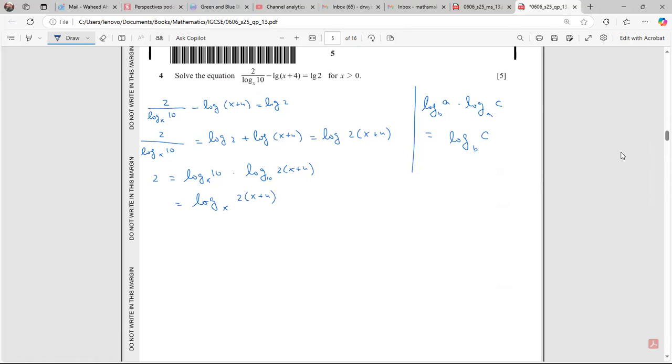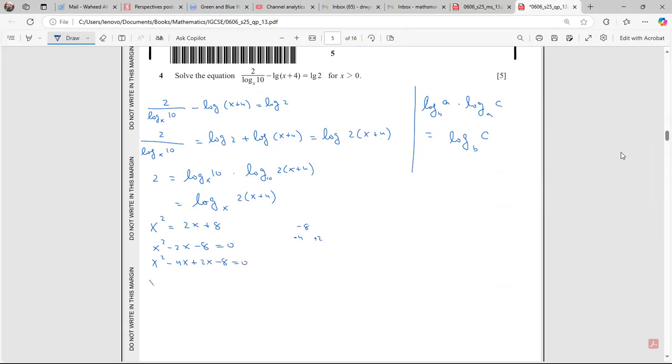Now we have something tangible in our hand. If I convert this log expression into exponential, it will become x to the power 2 equals 2x plus 8. Am I right? Now this is a simple quadratic equation. We can solve it. So x squared minus 2x minus 8 equals 0. So factor: minus 8 can be done as 4 times 2. This is minus, this is plus. So x squared minus 4x plus 2x minus 8 equals 0.